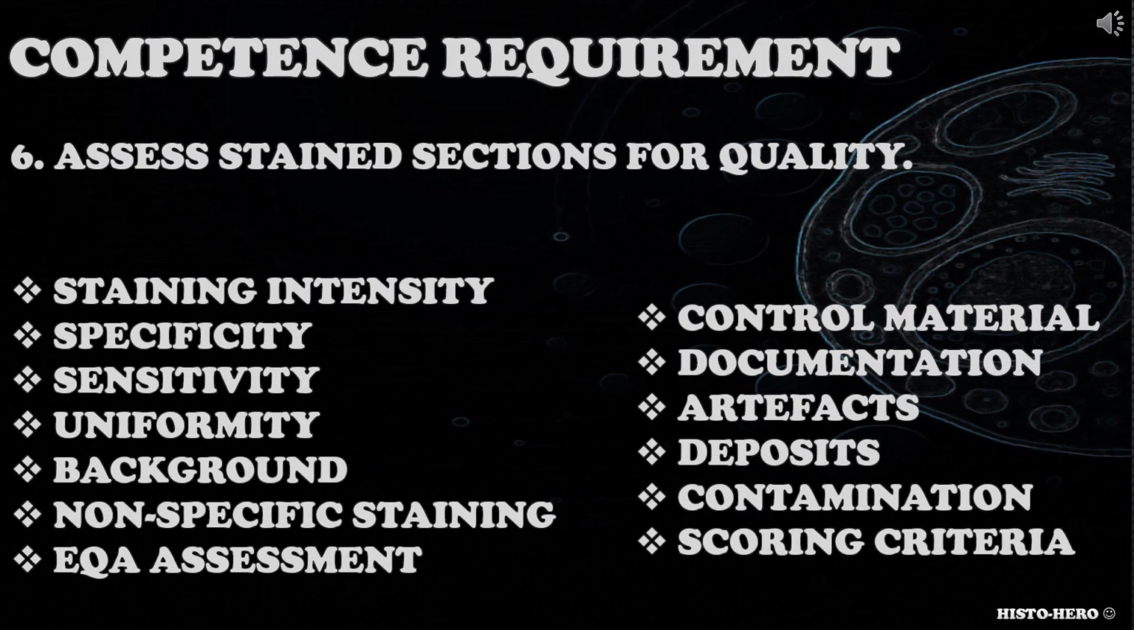The sixth competence requirement is assess stained sections for quality. Candidate should be able to assess quality of stained sections. Does the candidate assess stained section for quality correctly? Do they take correct steps during the assessment? Do they focus on correct features when assessing quality of staining?